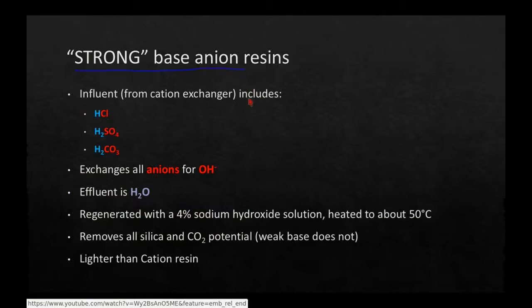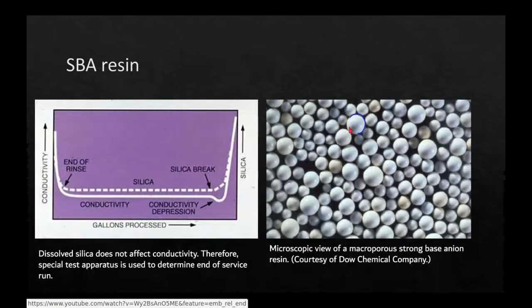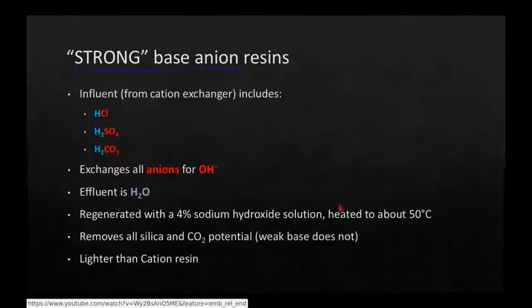Now, as for the anion resin, that's what it looks like. It's a strong base anion resin. And the SBA resin exchanges all of the anions for hydroxyl. Now, there is something called a weak base anion, and a WBA does not exchange the carbonate, and it does not absorb silica. So the super duper thing about the SBA is that it removes silica.